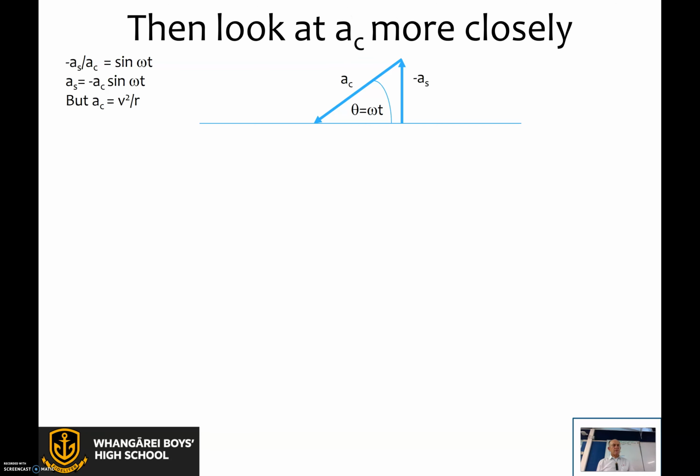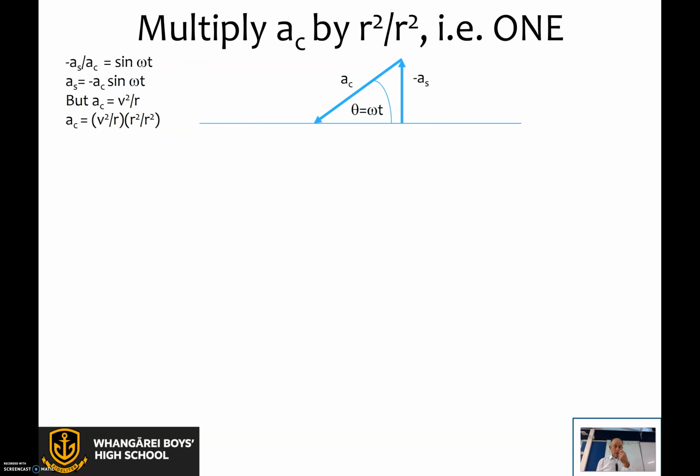But we remember that for circular motion, the centripetal acceleration is v squared upon r. And then I'm going to multiply that, v squared upon r, by 1. But it's a special 1. It's r squared divided by r squared. That's still 1. So I can then multiply that in, and if you pause the video, you'll see that v squared upon r times r squared divided by r squared is v squared over r squared times r, which is kind of cool.